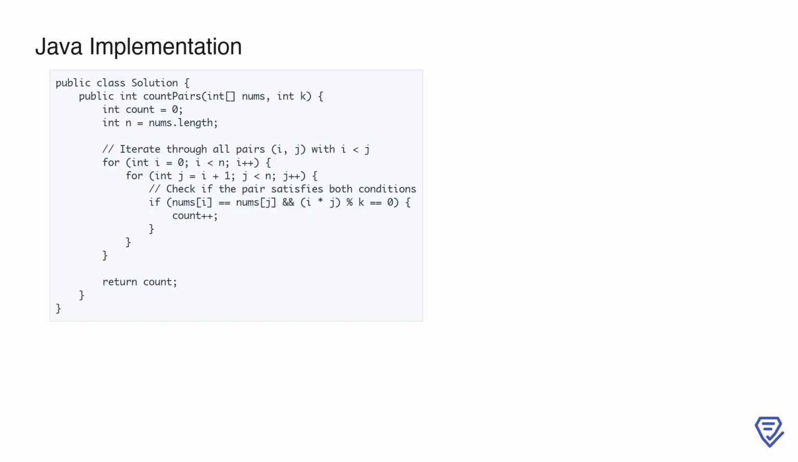This is the Java implementation of the LeetCode problem count equal and divisible pairs in an array. The logic mirrors the Python implementation. Key differences include the use of explicit type declarations for variables, standard Java class structure, and the absence of Python-specific constructs. The solution uses nested loops to iterate through all pairs (i, j), where i<j, checking both the equality condition for the elements and the divisibility condition for the product of indices. The time complexity remains O(n²), where n is the length of the input array.